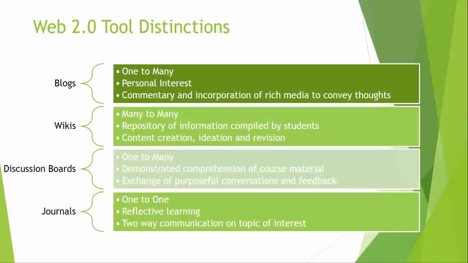Discussion board goes back to one-to-many. This is an opportunity for students to demonstrate the comprehension of the course material. And it gives students and faculty the chance to engage in powerful conversations, and also for faculty and students to provide each other with feedback. While journals is the one-to-one reflective learning environment that allows for the confidentiality and safety of the technology to be able to share concerns or areas of challenge about the course. And it can be seen also as a two-way communication on a topic.